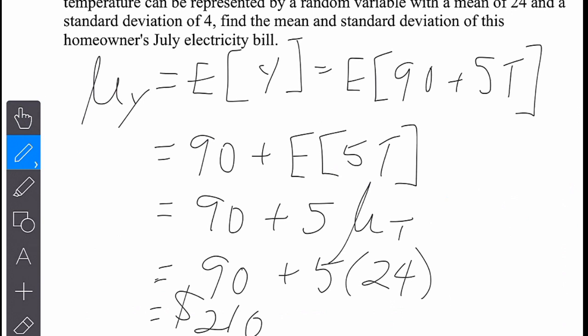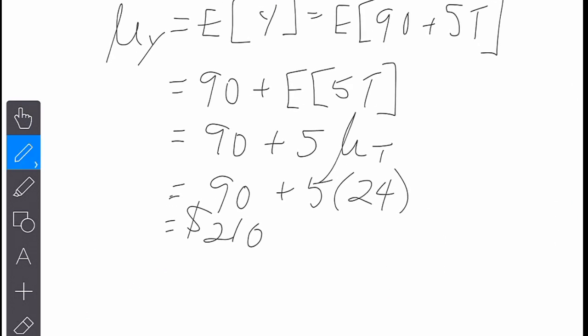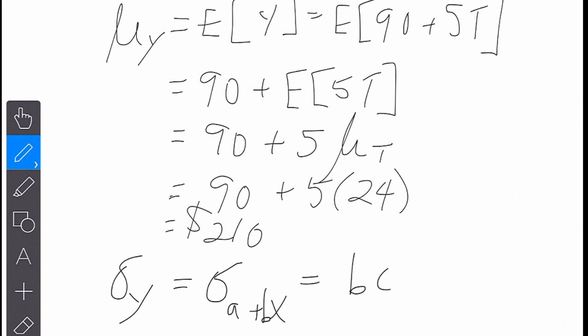Okay, let's do the standard deviation now. The rule for standard deviation, I'm going to take the short form rather than the variance, and we said that the standard deviation of a linear transformation, if it's a plus bx, is going to be just b sigma x. So I'm going to use that rule.